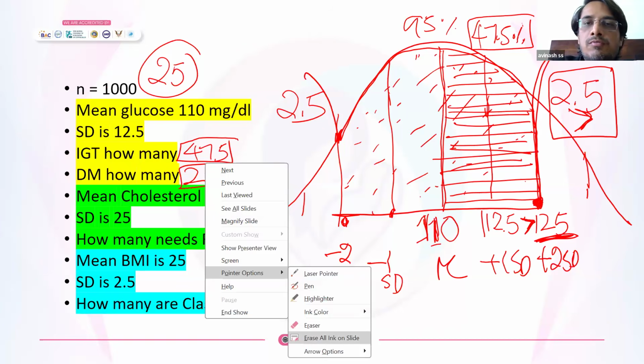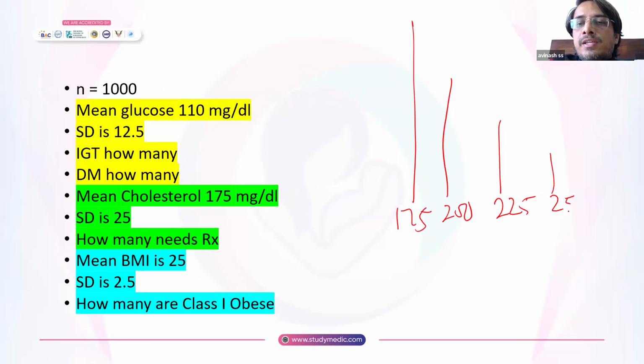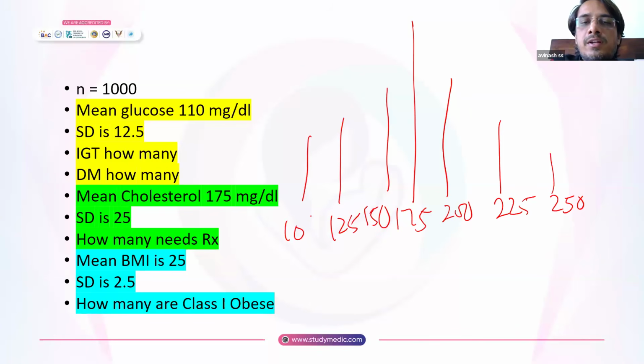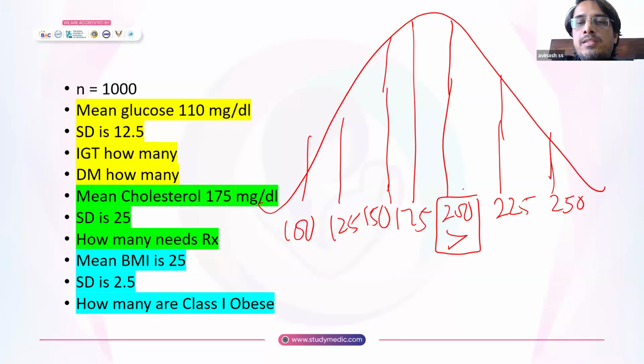So this way, we can also find out the other examples, if we have to see, for those who have not understood. So the mean cholesterol is 175, SD is 25, means plus 1 SD is 200, 225 and 250 is the 3 SD. Minus 1 SD is 150, minus 2 SD is 125, minus 3 SD is 100. Now the question here is how many need treatment? By virtue of our NCEP program, we know that whoever is having more than 200 milligram per deciliter needs treatment. So more than 200 is more than plus 1 SD.